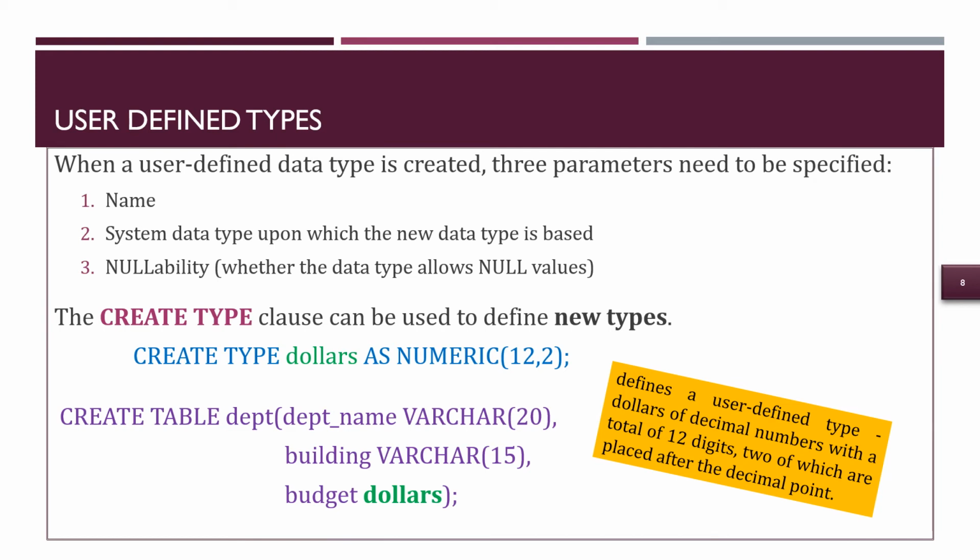That means it is a numeric value. It is a numeric value with a total of 12 digits, two of which are placed after the decimal point. So instead of specifying it as numeric(12,2), we are giving it as dollars. That is the new user defined name for representing this system data type numeric(12,2).